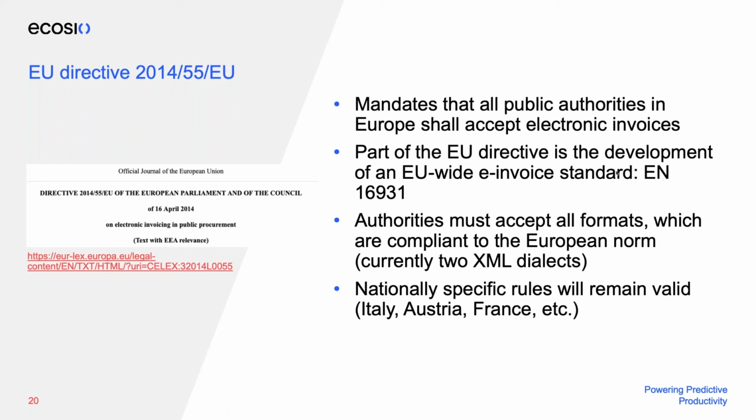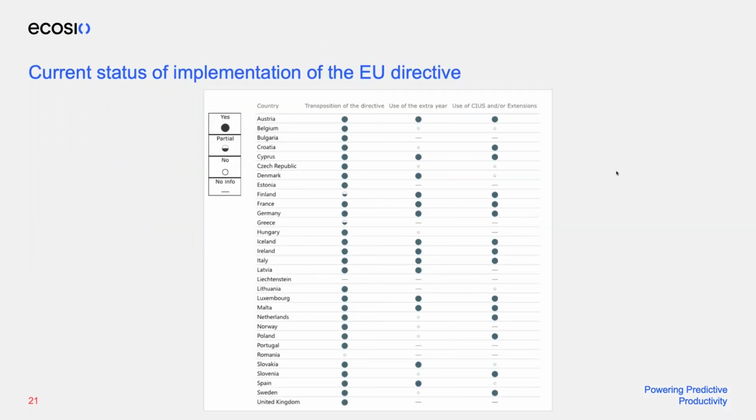Currently, there are two XML dialects, namely Cross Industry Invoice and the Universal Business Language. Nevertheless, nationally specific rules still remain valid. So Italy with Fattura PA, what we just saw, Austria with the mandatory invoicing to the public administration, Chorus Pro in France, and so on. If we look at the current status of implementation of that EU directive, this chart here gives us an overview of how far the countries are. As we can see, there are some laggards in regard to the implementation. Nevertheless, most of the countries have already transposed the directive into national law and have set up the necessary systems.